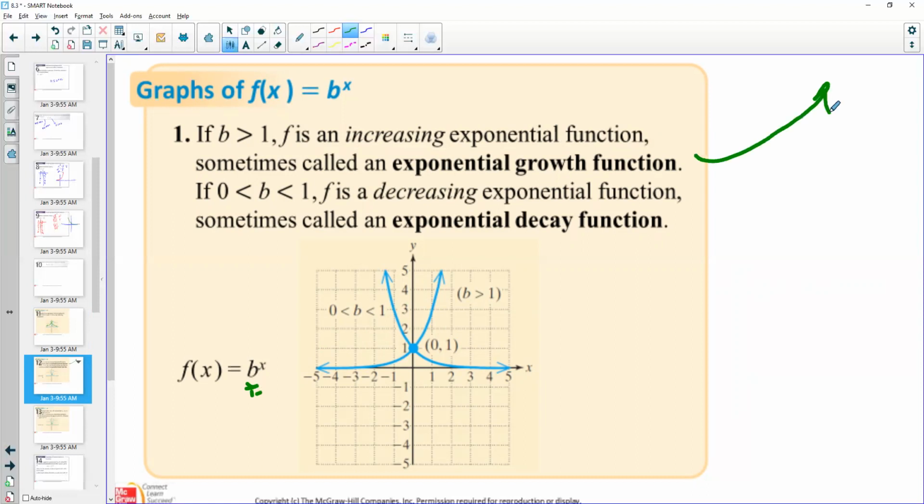Think about the way bacteria grow, or a culture of something in science class. They double and they double and they double. That's exponential growth. If b is between 0 and 1, if it's a fractional part, it's an exponential decay. This is how radioactive things decay. All kinds of things decline in an exponential function.